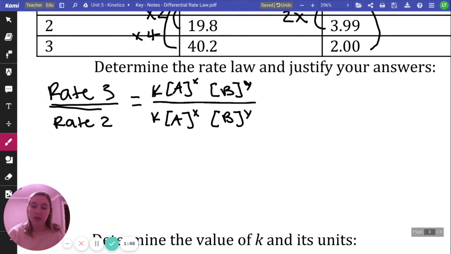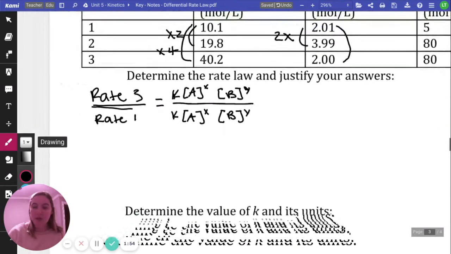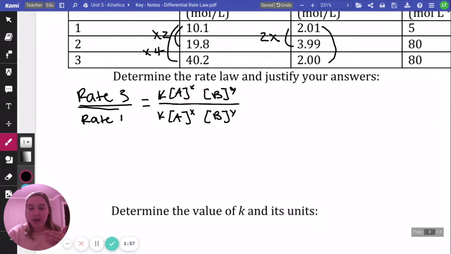The reason I picked these, and sorry, this should be rate 1, not rate 3, is that I'm looking to be able to cancel out one of them and just solve for the other. In this case, I have 2.01 and 2.00. Those aren't exactly the same, but they are close enough that we can make some assumptions and assume that we can cancel them out. We may have to finagle our numbers a little bit, but they're close enough in value that we can cancel them out.